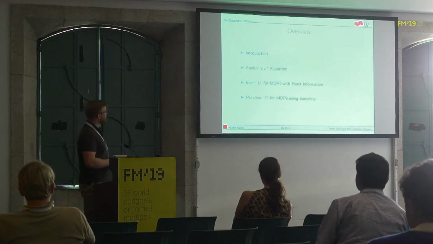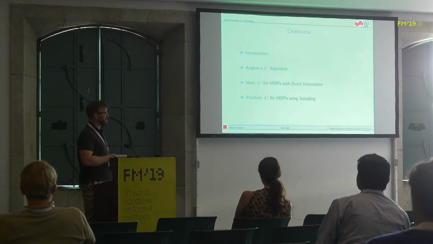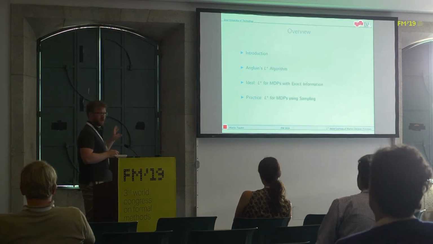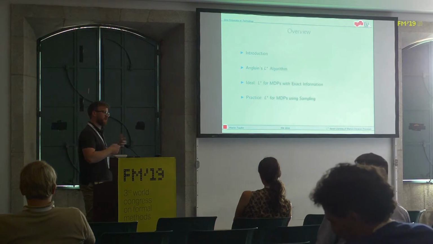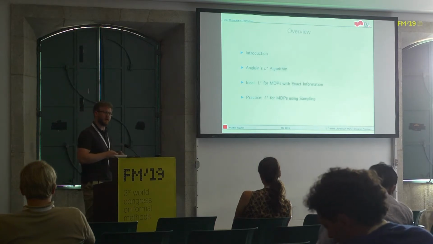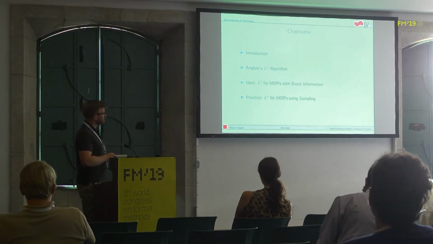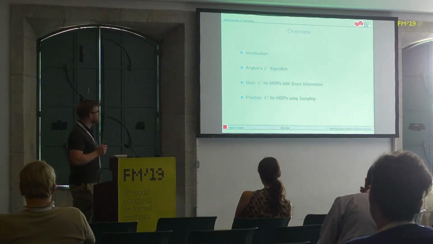After an introduction, I will structure my talk into 3 parts. I will talk about Angluin's L* first. Then I will adapt L* to learning MDPs. For that, I will first assume exact information, so I will assume an ideal setting. And afterwards, I will adapt this to learning MDPs via sampling. So we do not have exact information, but we gain information via sampling of system traces.